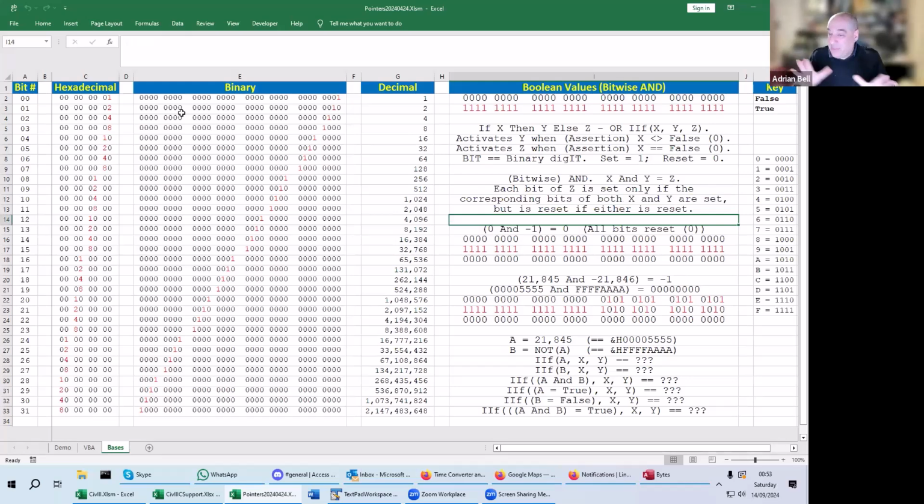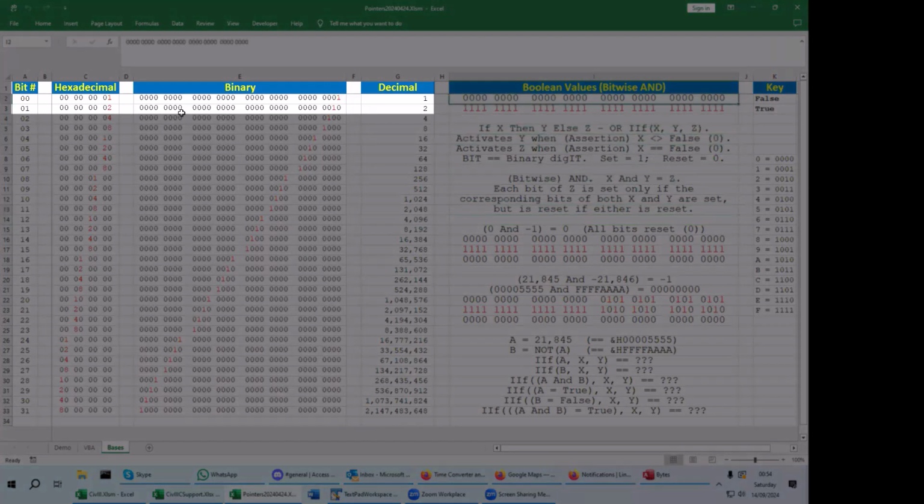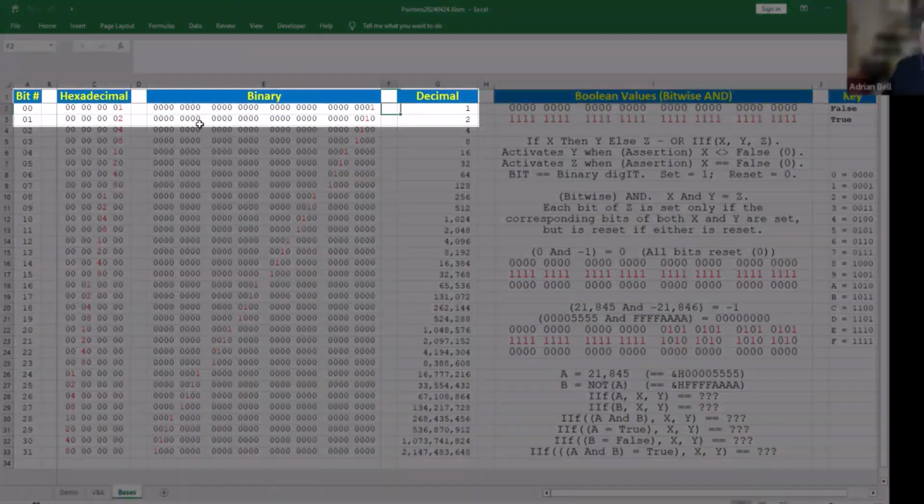I want this to be a little bit interactive. Does anyone so far have a problem with anything that's been discussed? Yeah, I do. I'm having difficulty with the first row where we've got a binary and a decimal of 1. Why is that 1 and not 0?